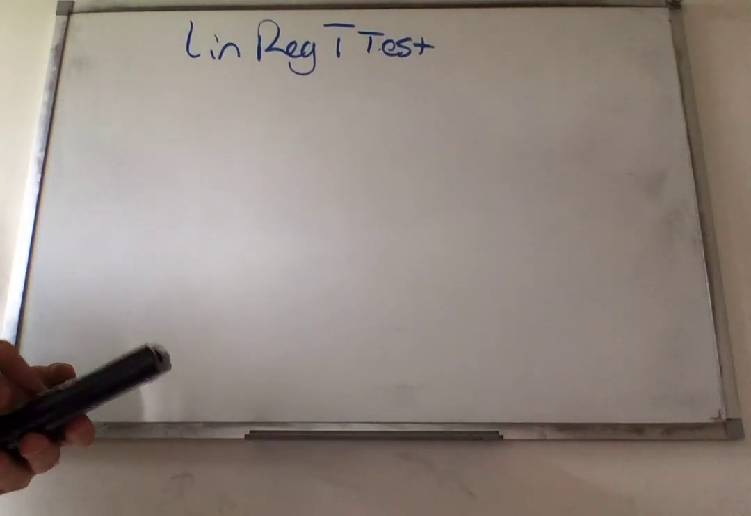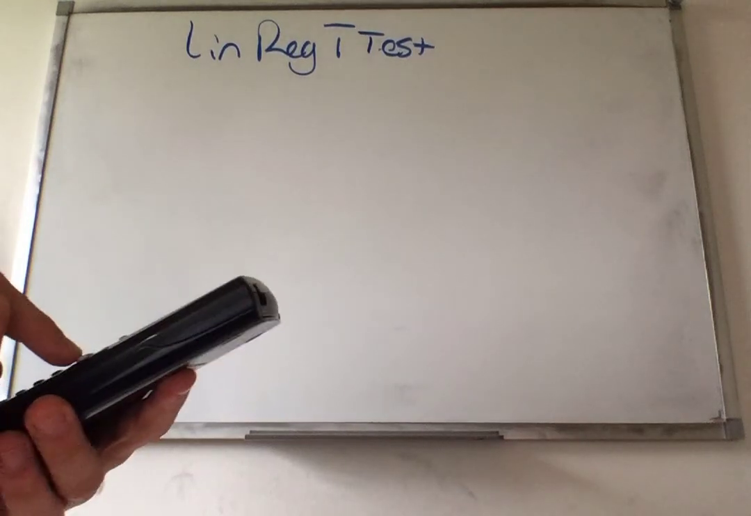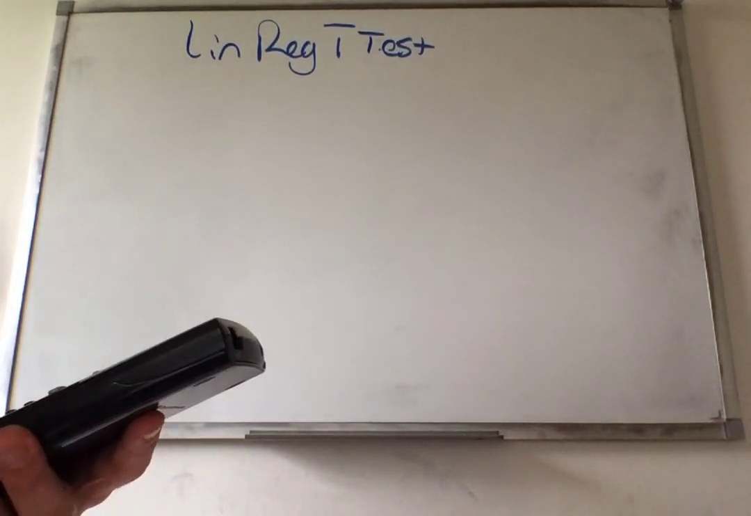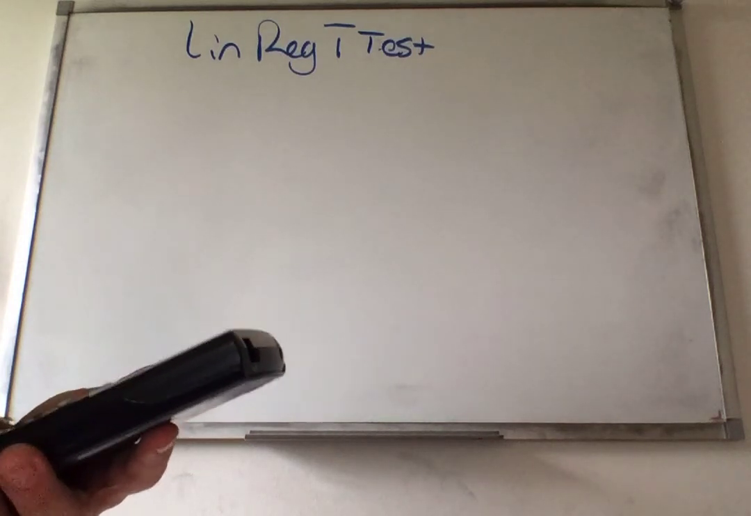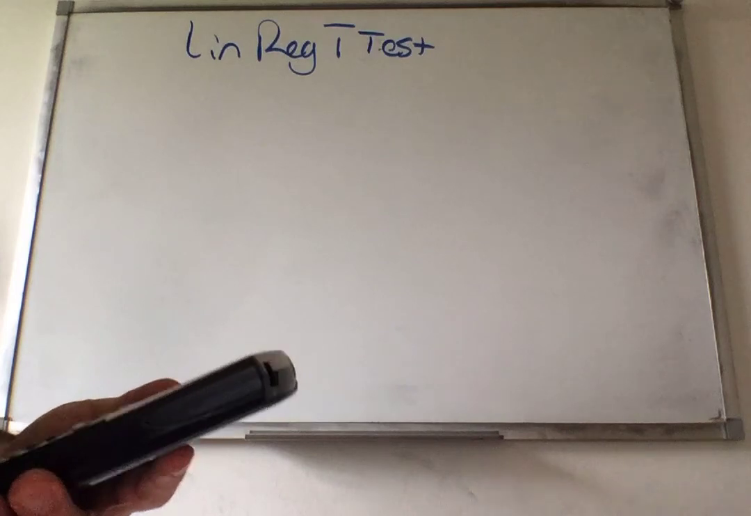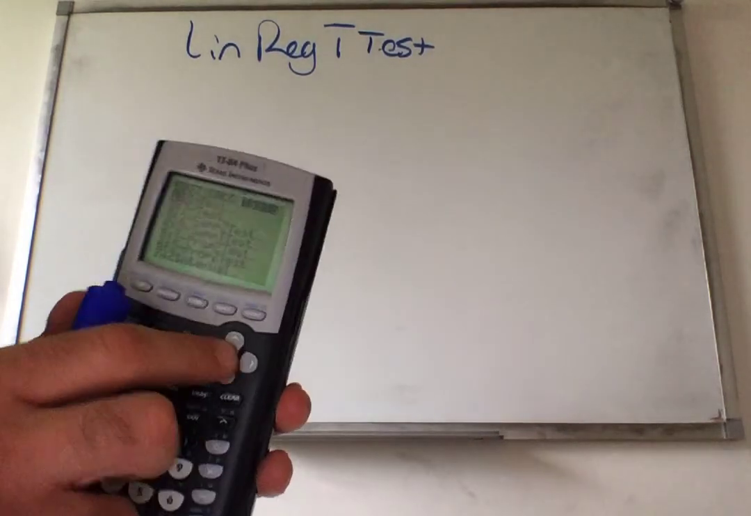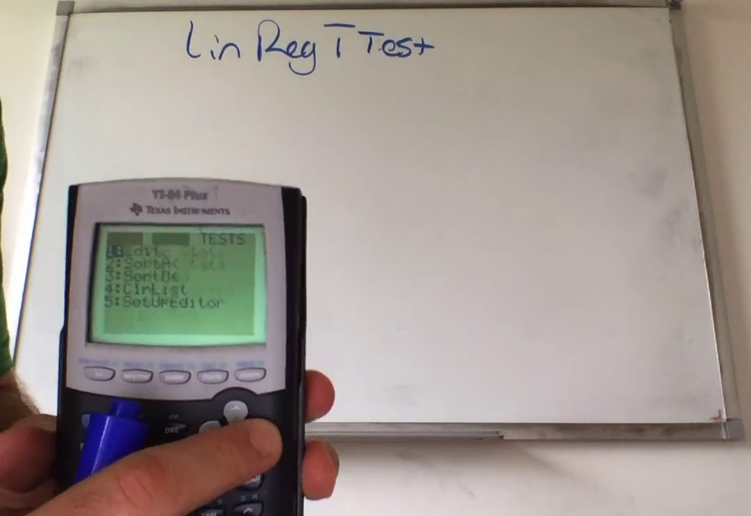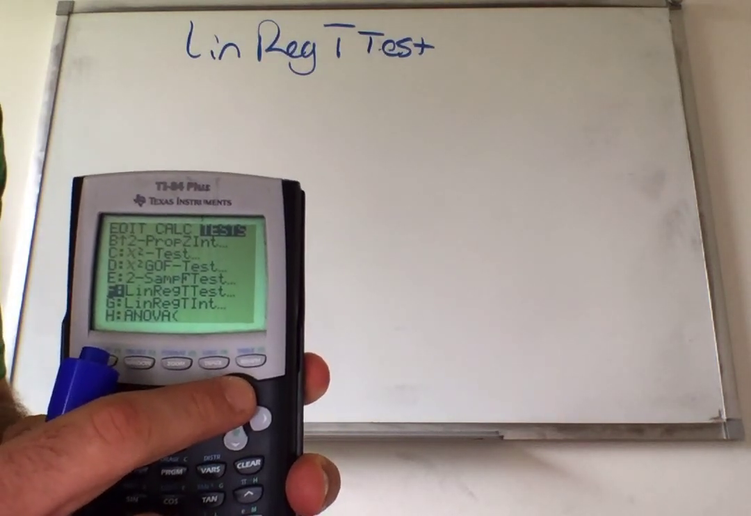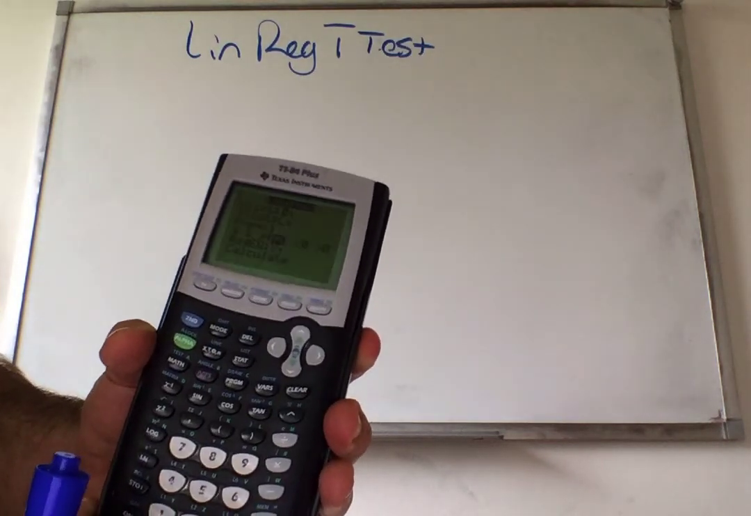So how to go to that menu: you hit Stat, go over to Tests. The same spot where you found your z-tests, your t-tests, your z-interval, your t-interval, your one proportion z-test, and one proportion z-interval. Okay, you've been here before. So it starts over at Edit, you go over to Test. It's easier to scroll up, and there we go, Linear Regression t-test. You hit Enter, and it brings up a menu.